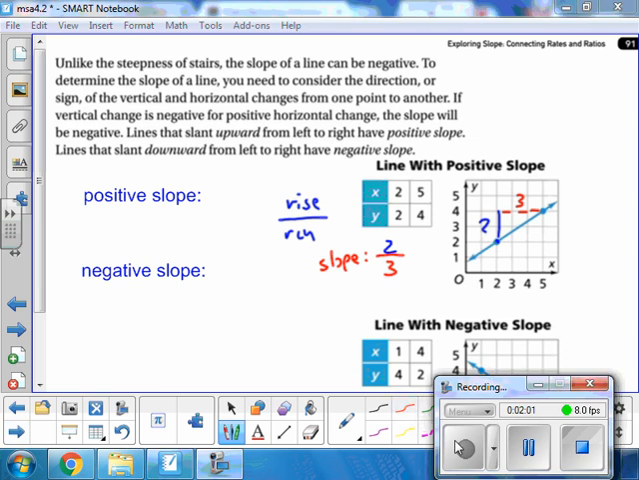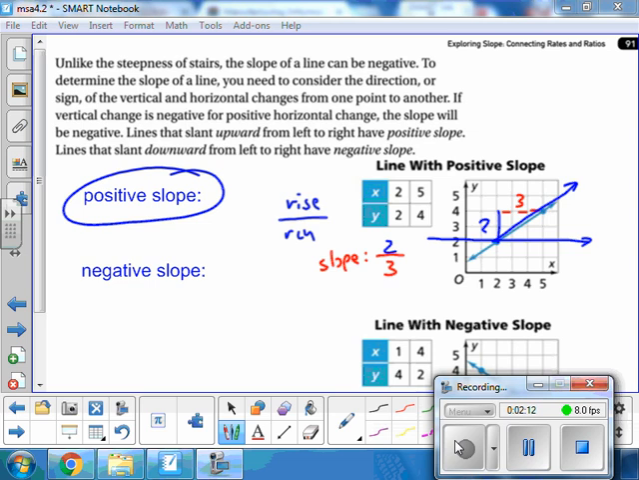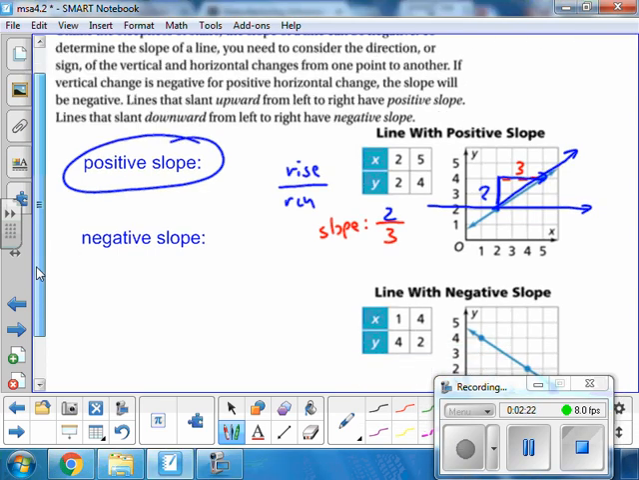The reason I have positive slope written over here is because it is positive. We read graphs from left to right, and as you go from left to right, we see that our line is increasing in value, which we call a positive slope. You can also see it as a positive slope in the case that your rise is going up, and then it runs forward.